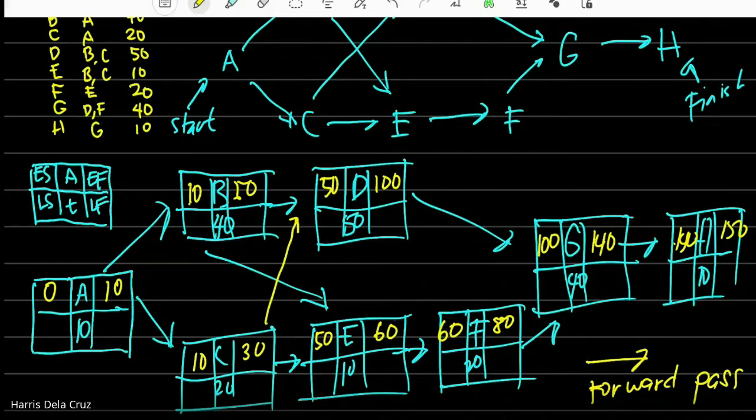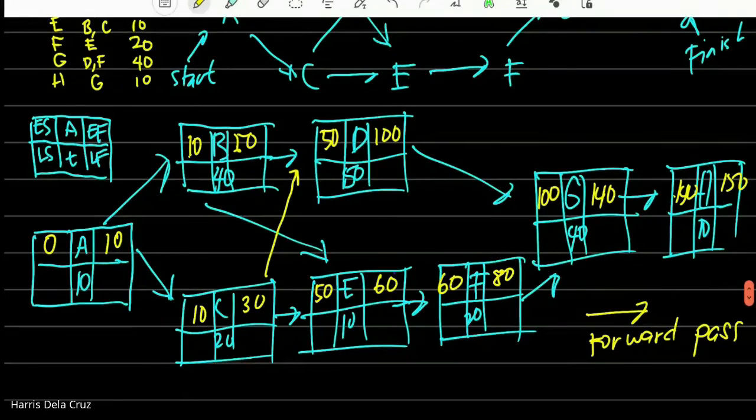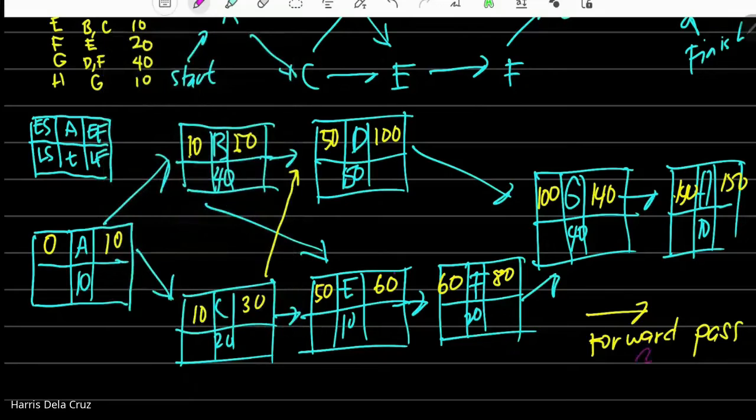Now, kailangan natin, para mas madali nating makita kung ano yung critical path, gagawa tayo ng backward pass. Para rin makita natin yung late start tsaka late finish naman. So, late start, late finish, let's do the backward pass.